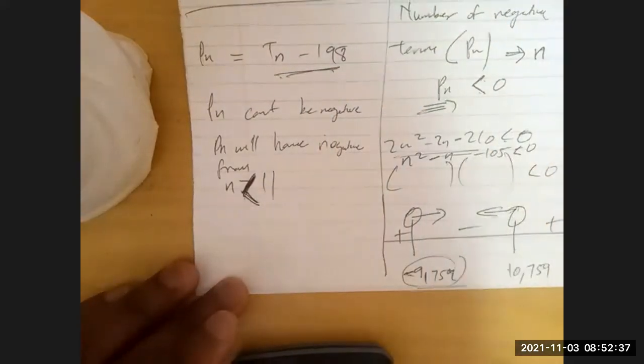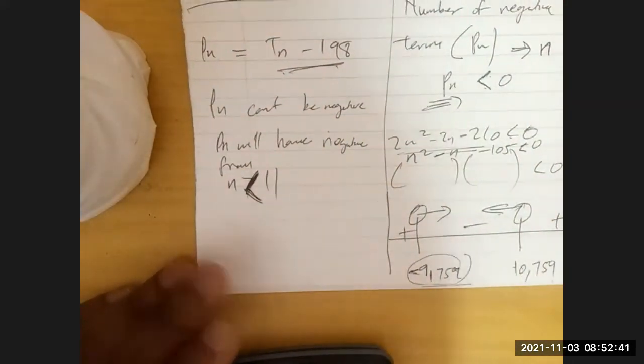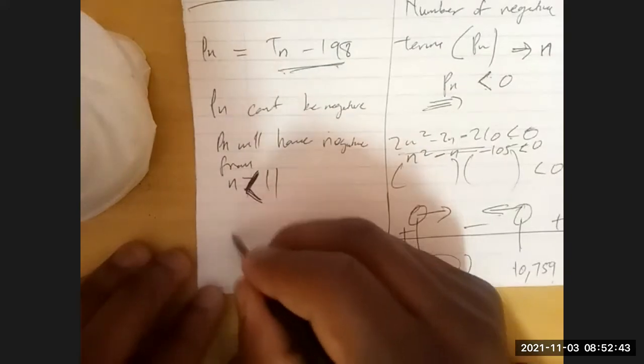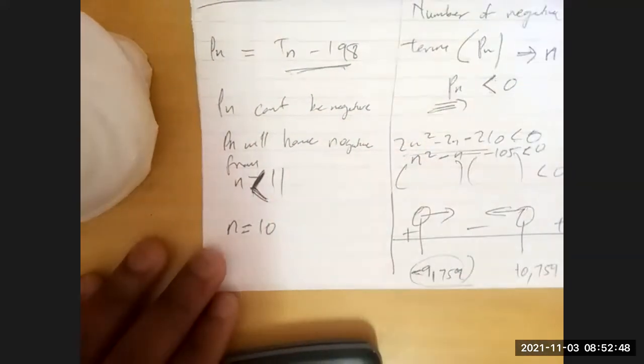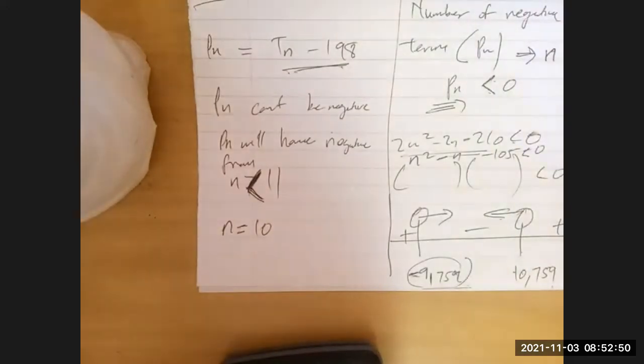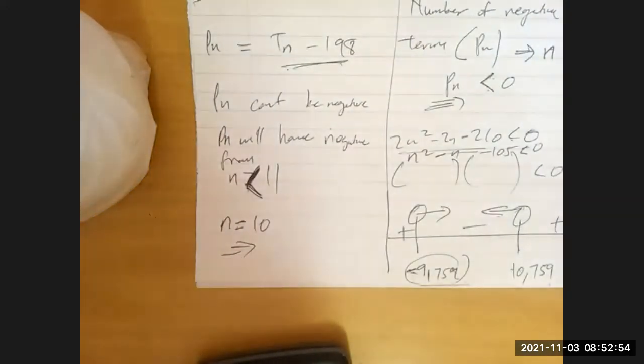So how many terms are negative? The number of terms that are negative. So it tells you that n is equal to 10. If n is less than 11, then the number of terms that are negative, n is equal to 10. So that is how this question goes.